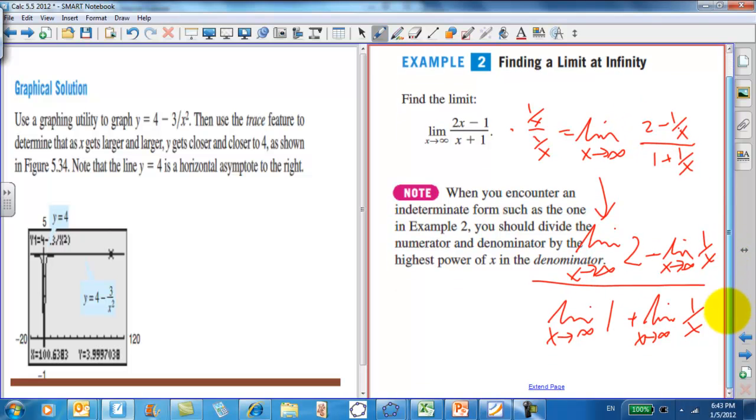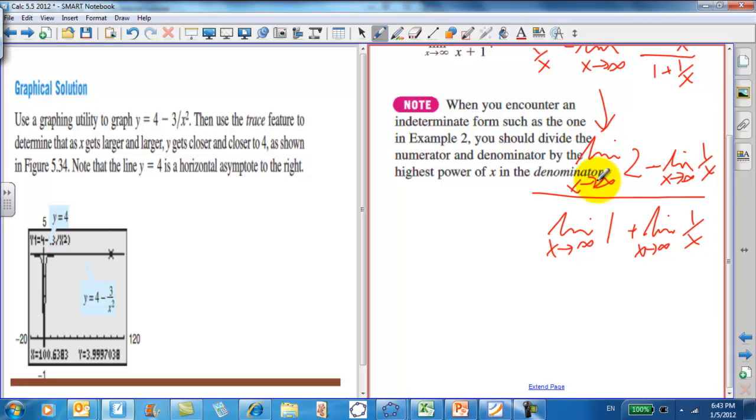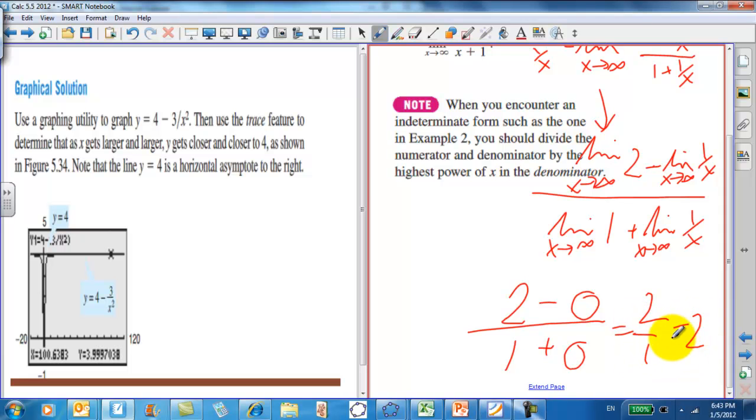And so these then end up being, the limit as x goes to infinity of 2 is just 2, because 2 is a constant, it's not affected by x changing. But this we just talked about, that's getting closer to 0. And this gets closer to 1. And this is 1, it doesn't change, and this gets closer to 0. So you get 2 over 1, which is 2.